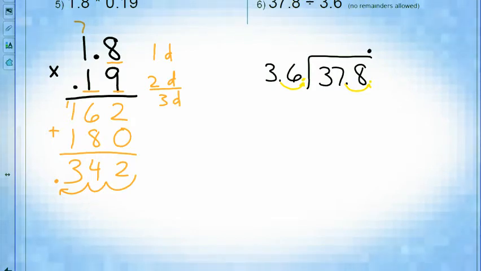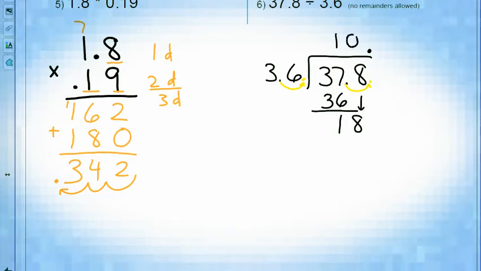36 goes into 37 one time. 1 is less than 36, so I'm good to go. Bring down the next digit. 36 does not go into 18 at all. This was a big mistake some people made. They didn't put anything in the quotient. 36 goes into 18 0 times. We need to write it there.